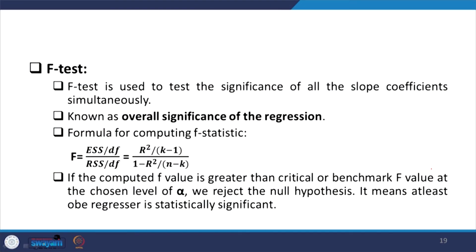Similarly, the F test is also used to understand the significance of the slope coefficients. The F test is used to test the significance of all the coefficients simultaneously. It is also known as the overall significance of the regression. In that case, RSS was important. In the t test we define RSS with its standard error, but now we are comparing the explained sum of squares with the residual sum of squares, and their respective degrees of freedom are also divided. If the computed F value is greater than the critical or benchmark F value at the chosen level of alpha, we reject the null hypothesis. It means that at least one regression coefficient is statistically significant. We are going to discuss these details in due course of time.